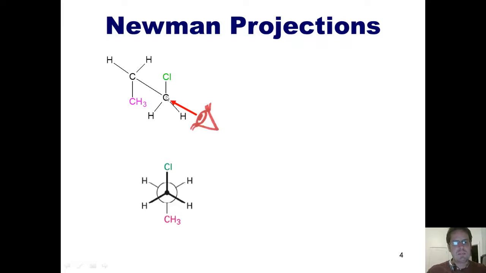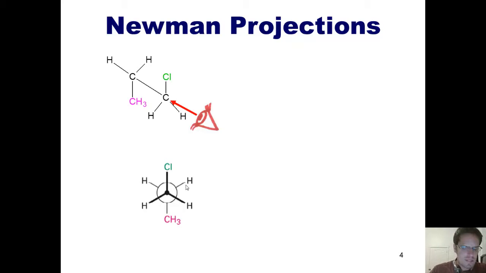And if you can imagine the bond connecting these two carbon atoms piercing through this dot and into the circle, which represents the carbon atom in the back, you can see that the CH3 that's pointing directly down is right here. And this hydrogen that's pointing up here to the left and up is up here, and this one here pointing up and to the right is right here.